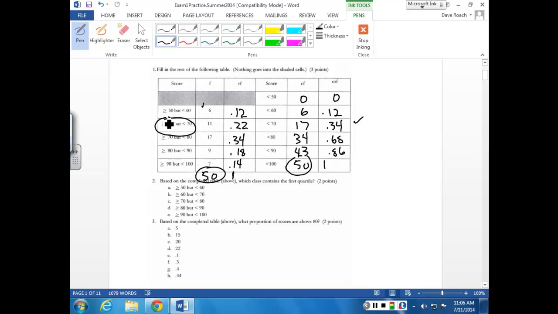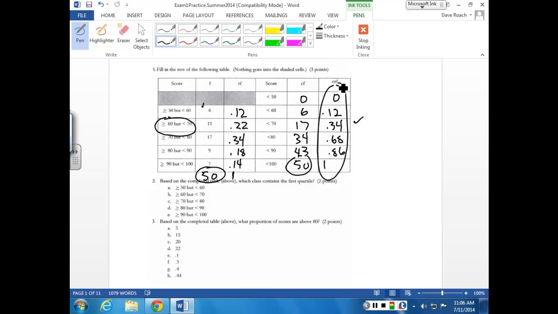If I asked you where the median was, the next one is 0.68, so the 50th percentile would be somewhere in that 70 to 80. Okay? So I'm just using these cumulative relative frequencies. For the first quartile, 0.12, it's not in there, 0.34, so it has to be in there. The 25th number is somewhere in that interval.